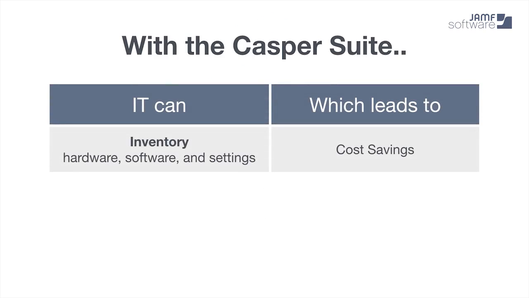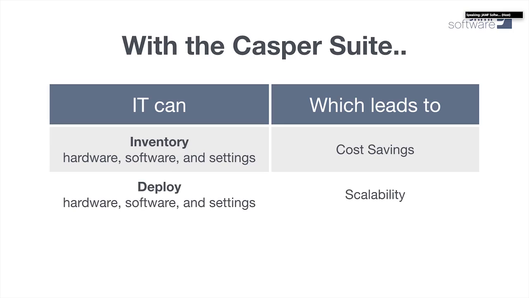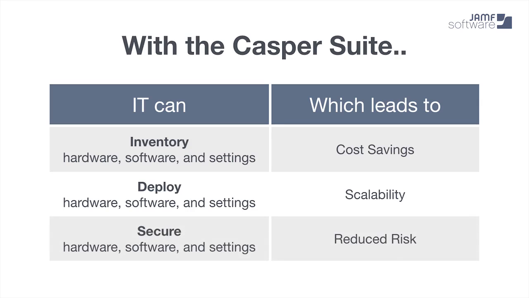To recap, the Casper Suite can do inventory for your hardware, software, and settings, which really leads to cost savings. You can deploy as well, both hardware, software, and settings, which lets you scale your organization. And secure hardware, software, and settings so that you reduce the risk that your organization has when it comes to technology.